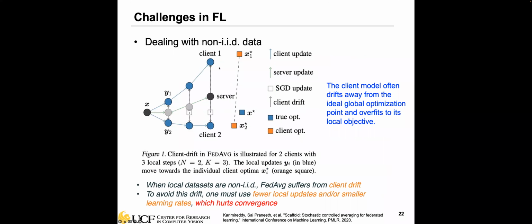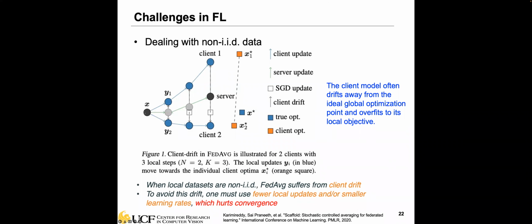And as we mentioned before, one challenge we have to deal with in federated learning is non-IID data. Because of this non-IID data, it causes a phenomenon called client drift. If we look at this figure here, you have two models, the client one model and the client two model. Just to keep it simple, we have two clients, and you also have a server. We do the federated learning.